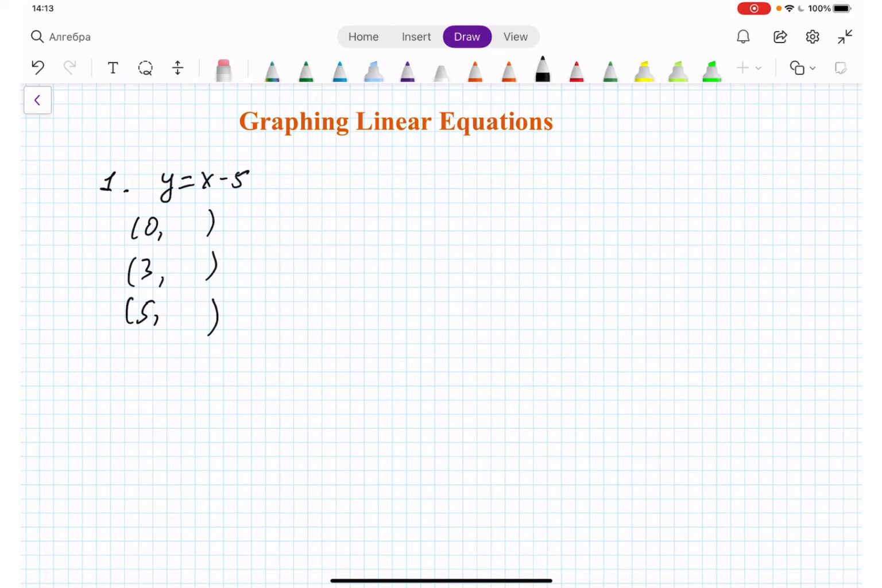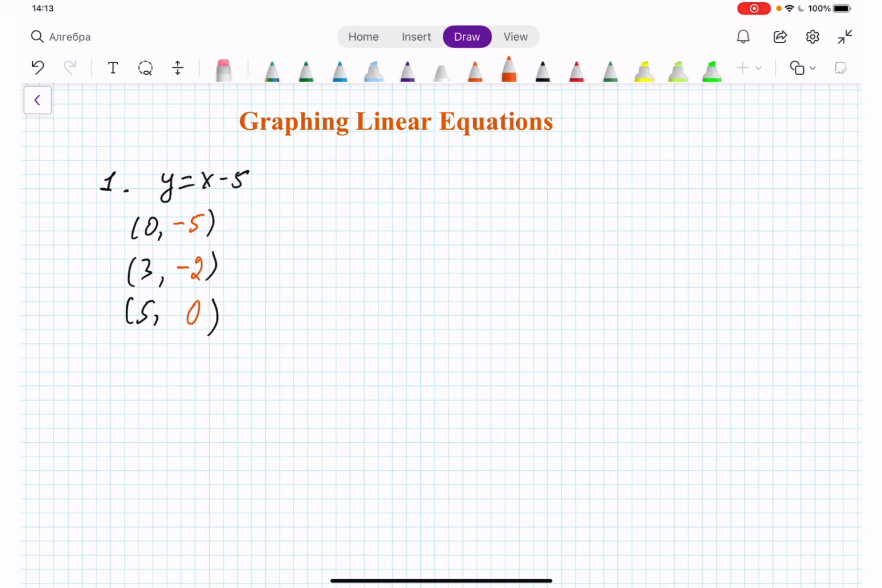So when x is 0, I have 0 minus 5, it's going to be negative 5, right? Just plugging in 0, 3, and 5 instead of x in the equation. Next, x is equal to 3. 3 minus 5 is negative 2. And x is equal to 5. 5 minus 5 is 0.